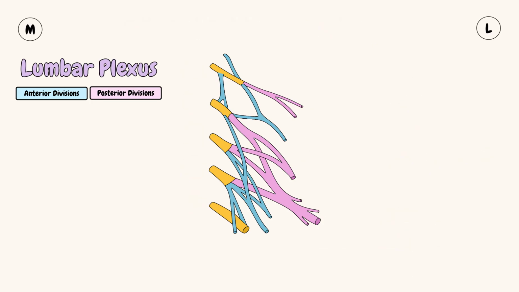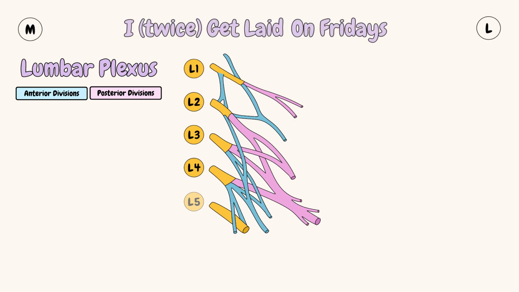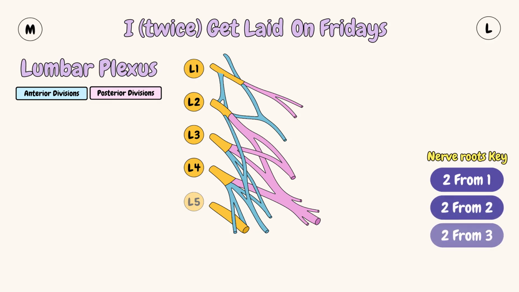First, we must know that the lumbar plexus is coming off the anterior rami of L1 to L4. Second, we must know the mnemonic, I twice get laid on Fridays. This gives us the order of the branches of the lumbar plexus. Now our last thing we must know is the trick 2 from 1, 2 from 2, and 2 from 3. That twice getting laid will make you remember this trick, and you'll quickly write down 2, 2, 2, and then just 1, 2, 3 on the right.